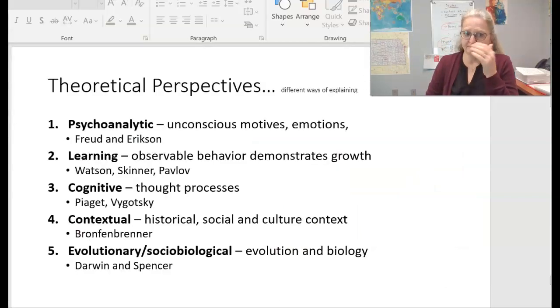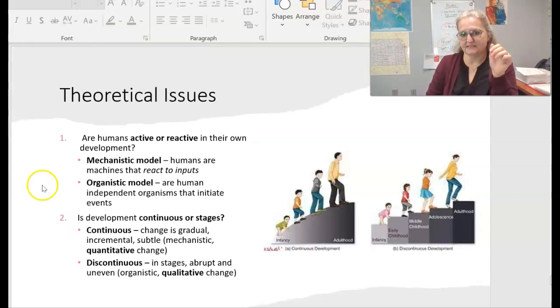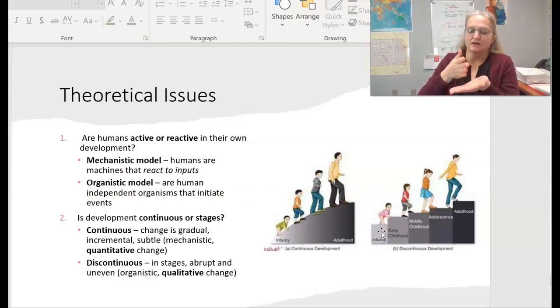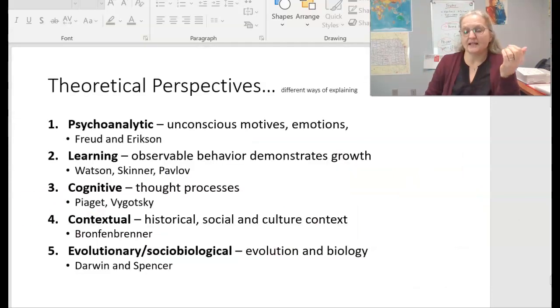And to some degree, we do treat development as if it is these stages. Matter of fact, our whole class is broken up into these stages. We're going to talk about infancy, then we're going to have a module on childhood, and we're going to have one on adulthood. But the reality is that development is not, at least from my perspective, those sorts of abrupt stages.